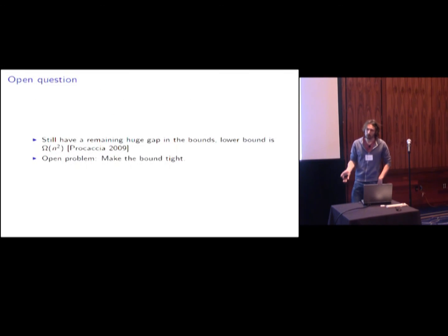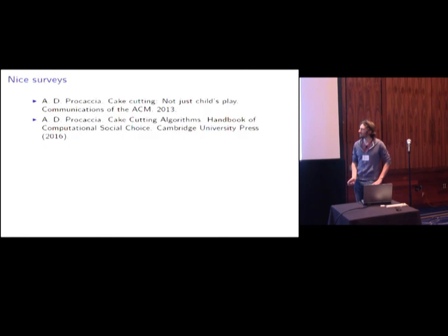Yeah, and the obvious open question is to tighten the bound, because you have this huge gap between this tower of 6 n's, and the best lower bound so far is this n squared, which we can't even do exponential yet. And so this is the obvious open problem, to make the bound tight. And these are some nice surveys on the topic.